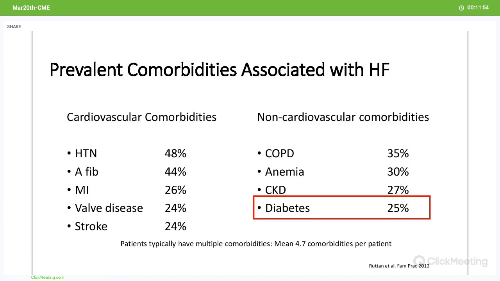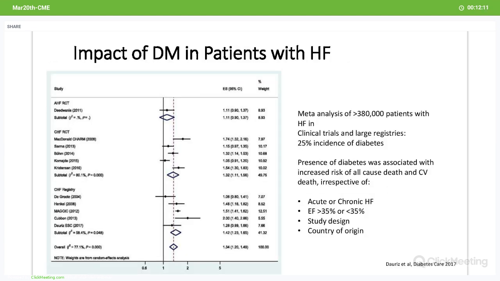And this number, 25%, is durable across big population studies, clinical trials. So when you think heart failure, think off the top that 25% of your patients have diabetes, and actually a huge number on top of that have prediabetes or impaired fasting glucose intolerance. And why is that a big deal?